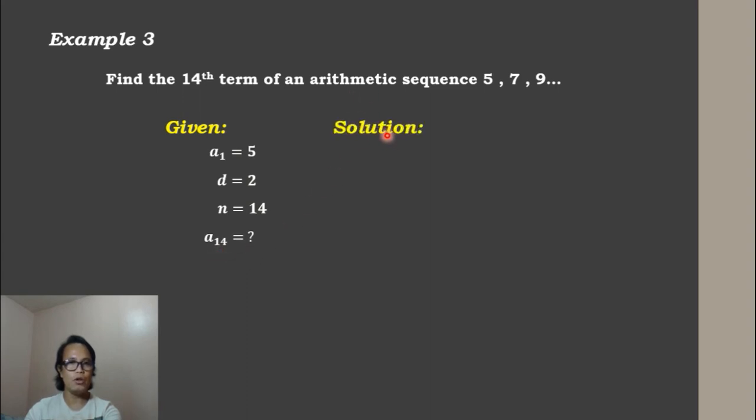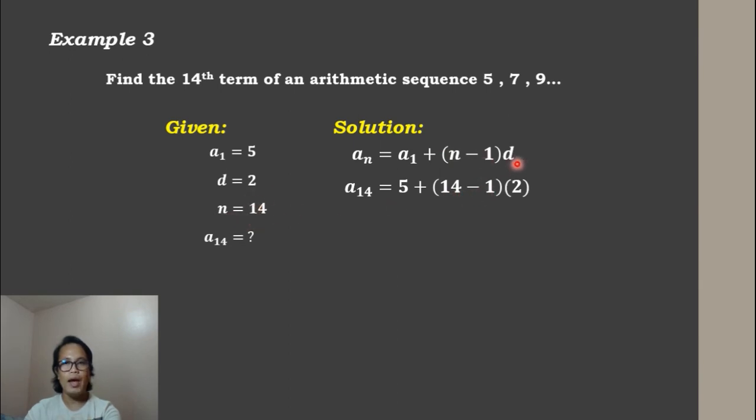So for the solution, again, we use the same formula: a sub n equals a sub 1 plus n minus 1 times the common difference d. We will substitute a sub 14. Instead of writing a sub n, we write a sub 14. Then instead of writing a sub 1, which is the first term, we write 5. Then instead of writing n, we write 14, then minus the constant 1 and our d, which is 2.